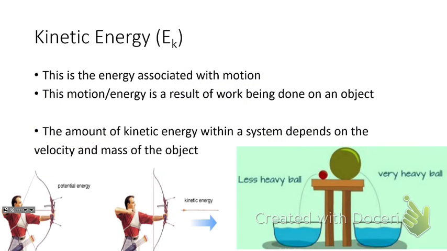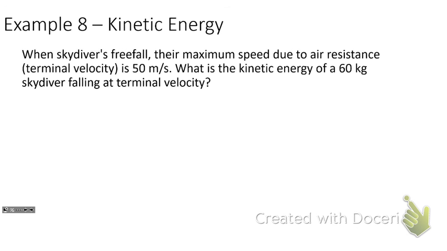Just a couple more examples to get through. Kinetic energy is energy associated with motion. We've talked about this today. Here's our formula, and here's an example. When skydivers free fall, their max speed due to air resistance, which we call terminal velocity, is 50 meters per second. What is the kinetic energy, EK, of a 60 kilogram skydiver falling at terminal velocity?